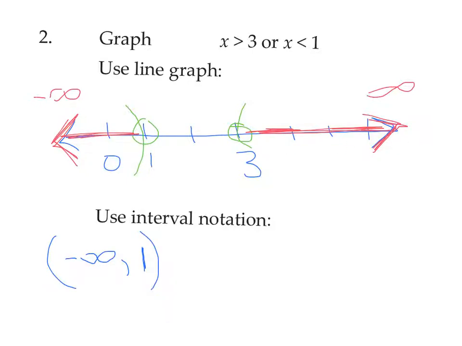And then this shading has open 3 for the left boundary, parentheses on infinity for the right boundary. When we have two chunks of shading, we join them with a U for union. So each piece of shading has to have its own interval and then join with U. If for some reason we had another piece of shading, we'd have to write a third interval and we'd join it with U.